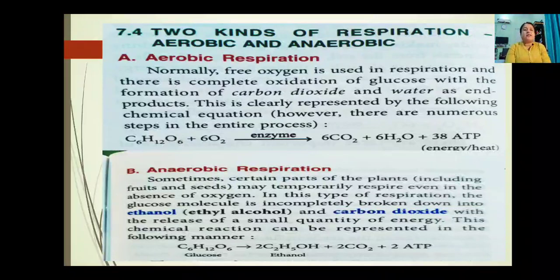Now the next category is anaerobic respiration. Anaerobic respiration, unlike aerobic respiration, something else was being done.